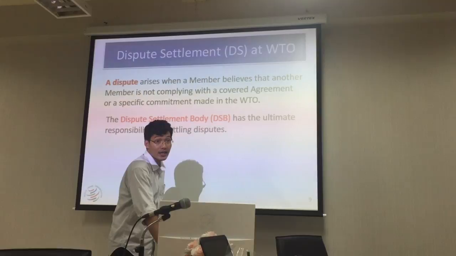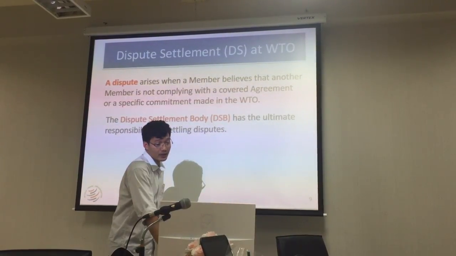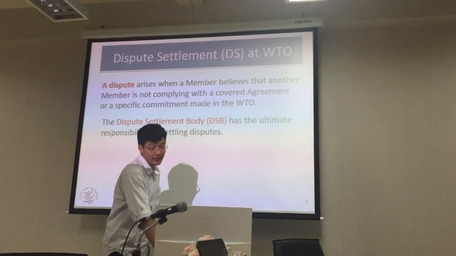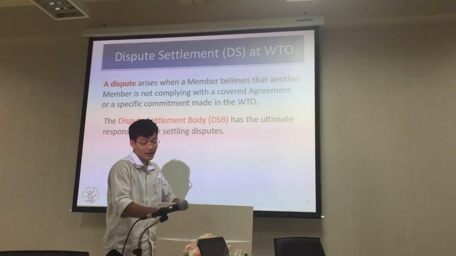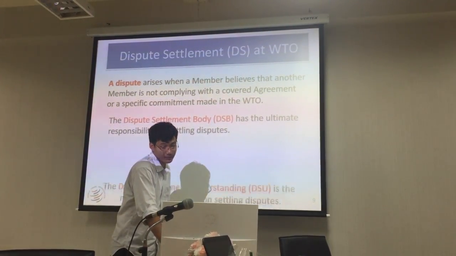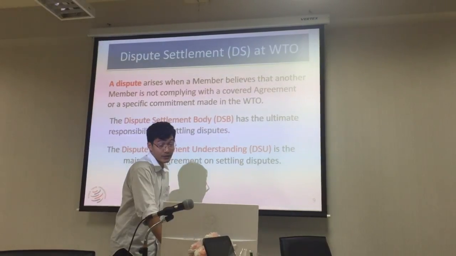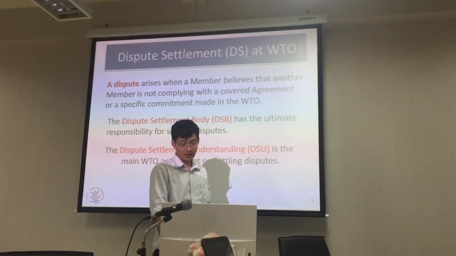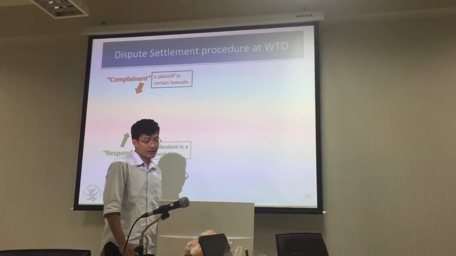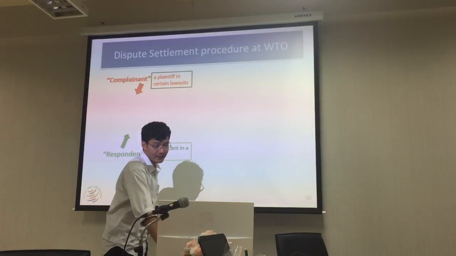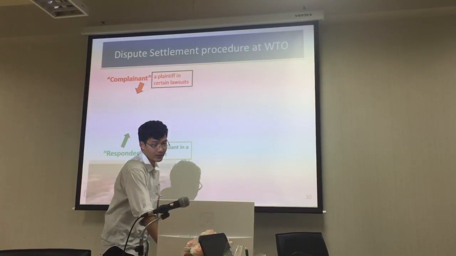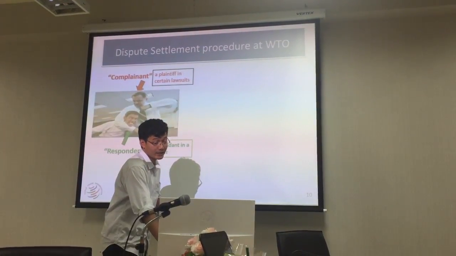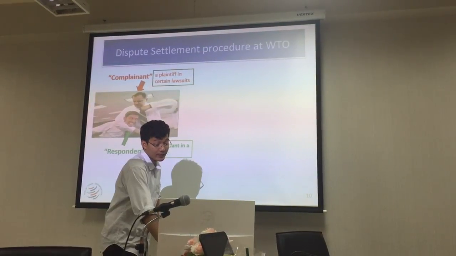And I give you some meanings about the DSB, which we call the dispute settlement body, which is related to the dispute settlement part. And what you need to know as well is the dispute settlement understanding. Another thing is that we call the two parties that dispute each other the complainant, also called the plaintiff, and the respondent, also called the defendant.